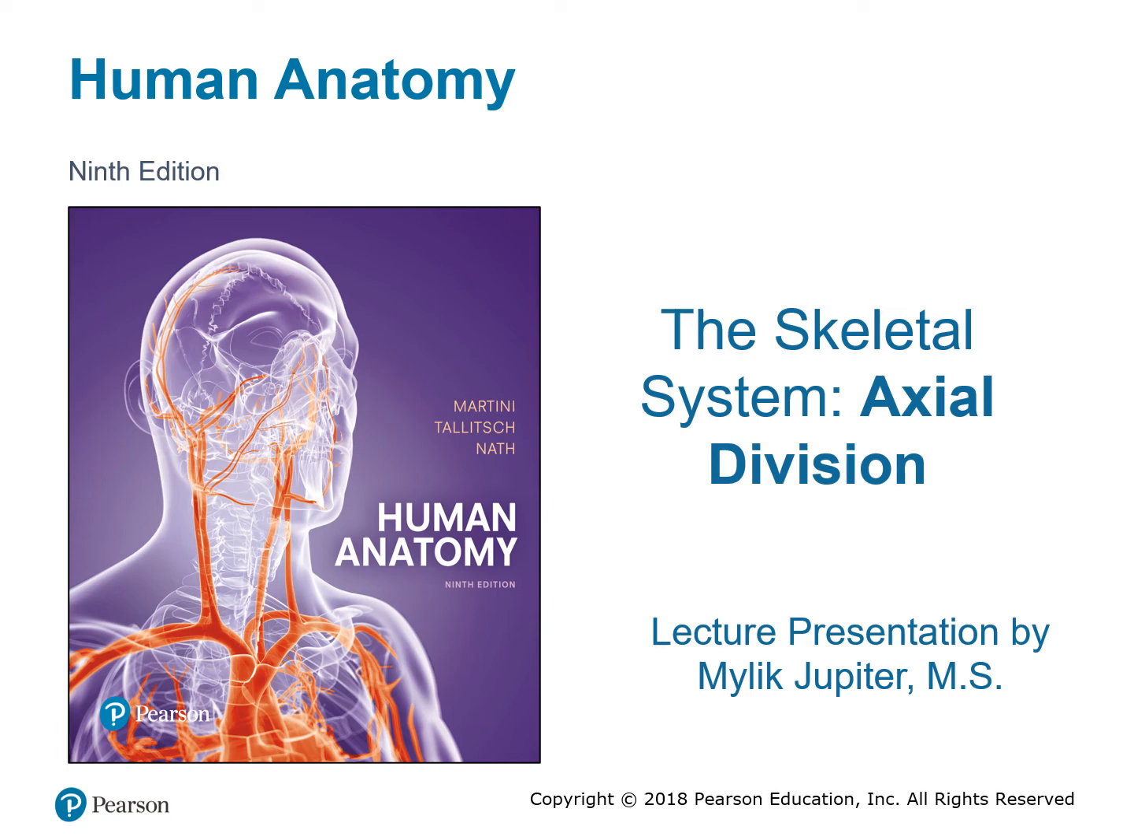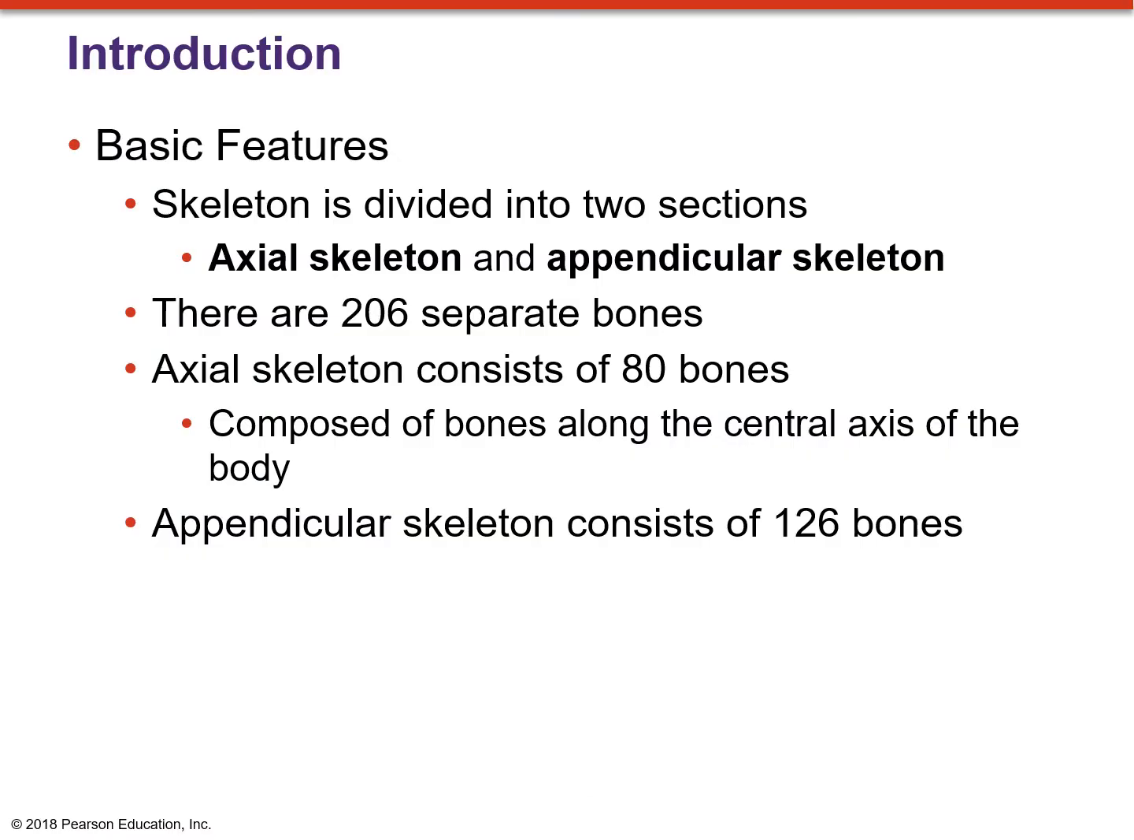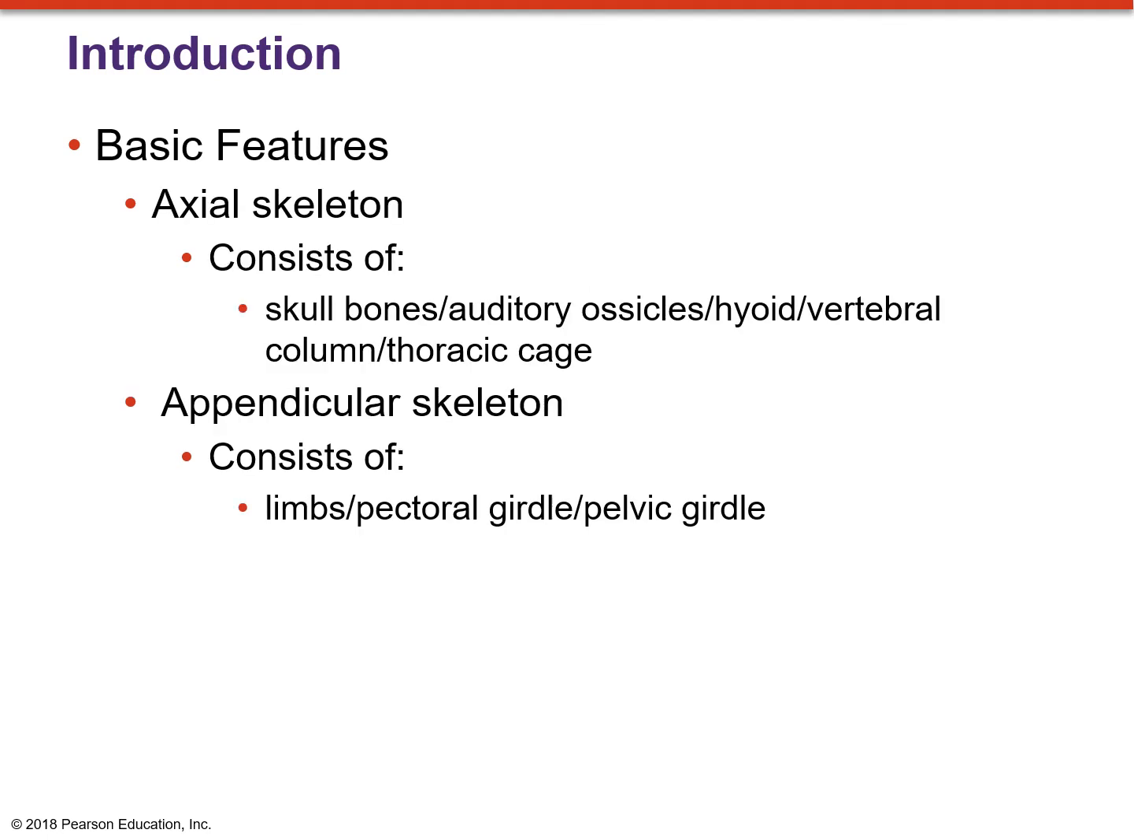I'm going to give you an overview of the skeletal system, specifically the axial division of the skeletal system. The skeleton is going to be divided into two sections, the axial skeleton and the appendicular skeleton. Of course, there are going to be 206 separate bones in the body, whereas the axial skeleton consists of 80 of those bones, and it's going to be composed of the bones along that central axis of the body. And then we have the appendicular skeleton, that's going to consist of the other 126 bones.